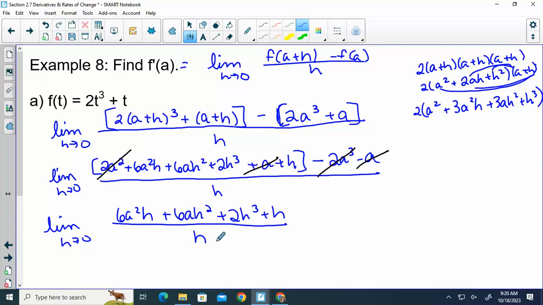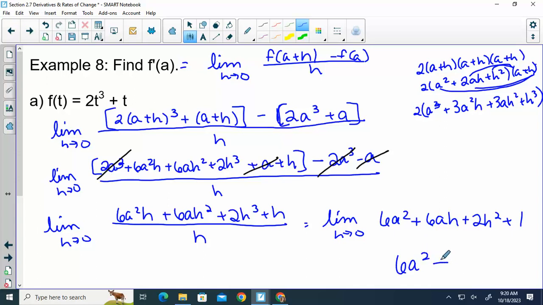What do you mean? Like we cross out 2a squared and negative 2a cubed. Sorry, this was supposed to be a cubed, because I took a squared times a. I just wrote it down wrong. Okay, what happens now? We can drop an h out of everything. We get the limit as h approaches 0 of 6a squared plus 6ah plus 2h squared plus 1. Now if you plug in 0 for your h's, anything with an h goes away, so you get 6a squared plus 1.